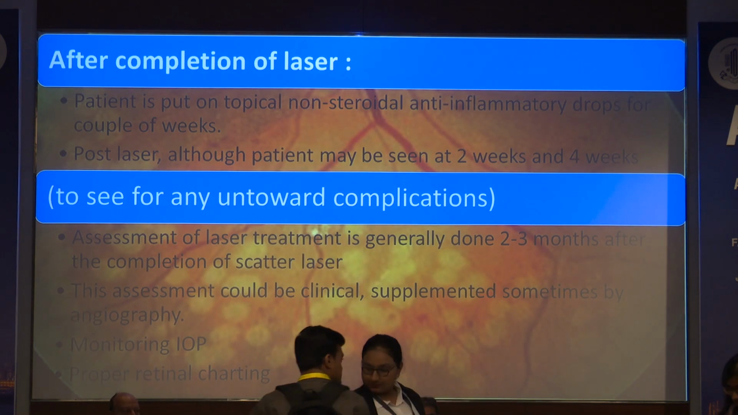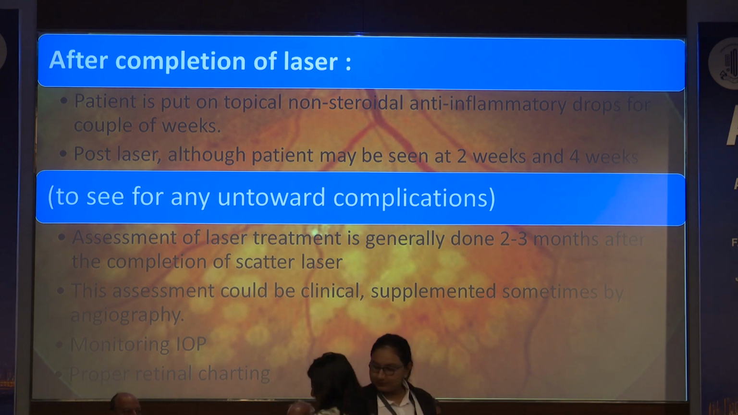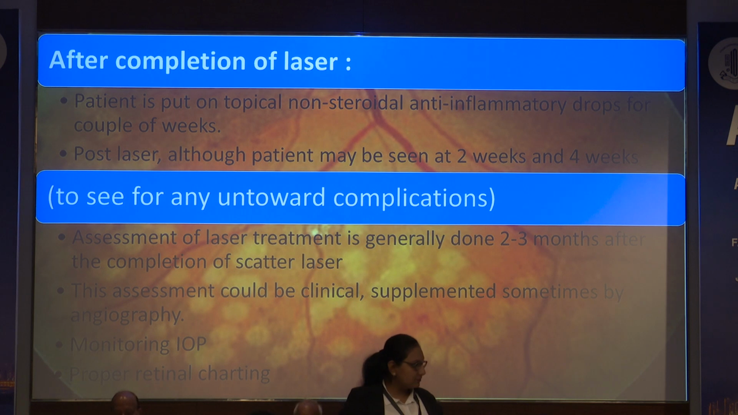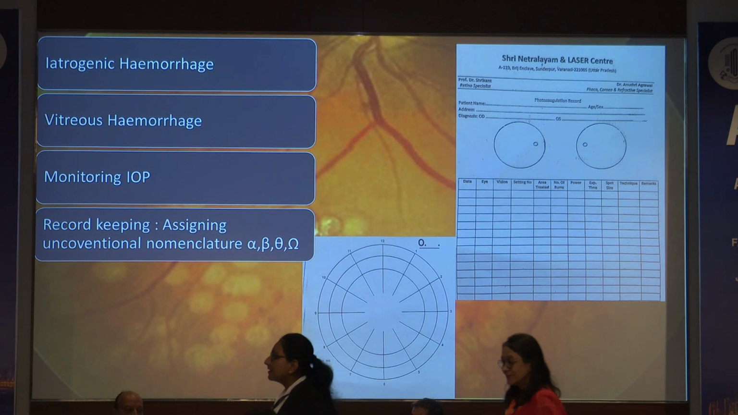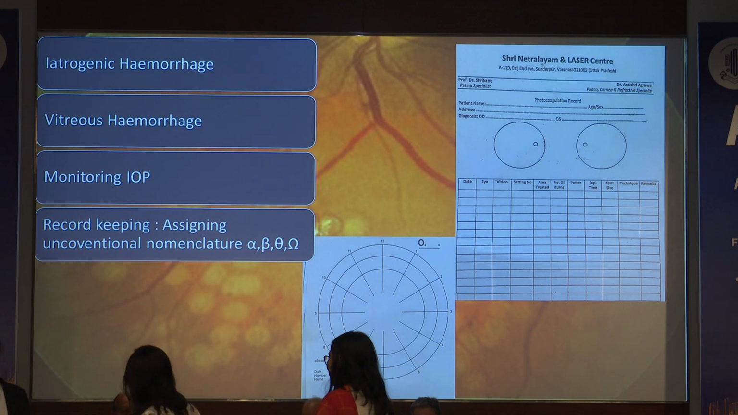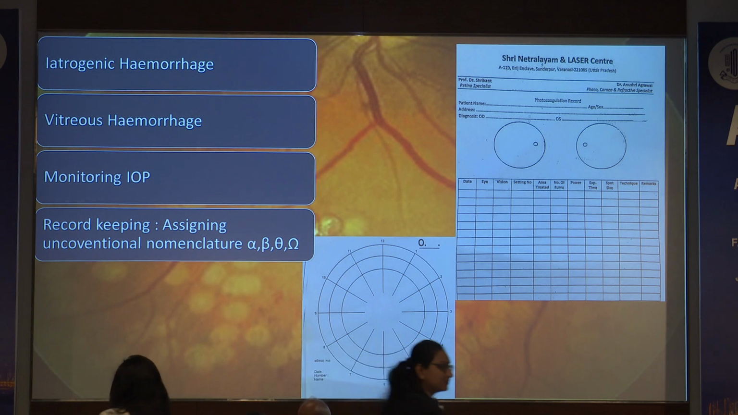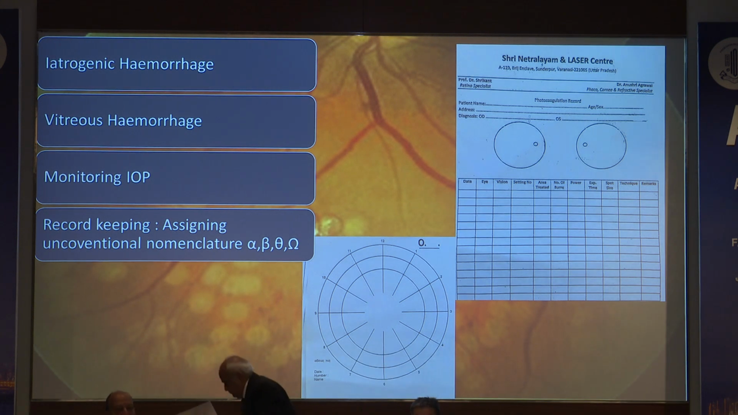That is very important. You must keep all your records of your retinal laser, with prior consent of the patients, and then maintain the record. During the laser you can create iatrogenic hemorrhages, which should also be noted. Vitreous hemorrhage can also occur, that should be noted. As I mentioned, monitoring IOP is very important because many times patients can develop glaucoma.